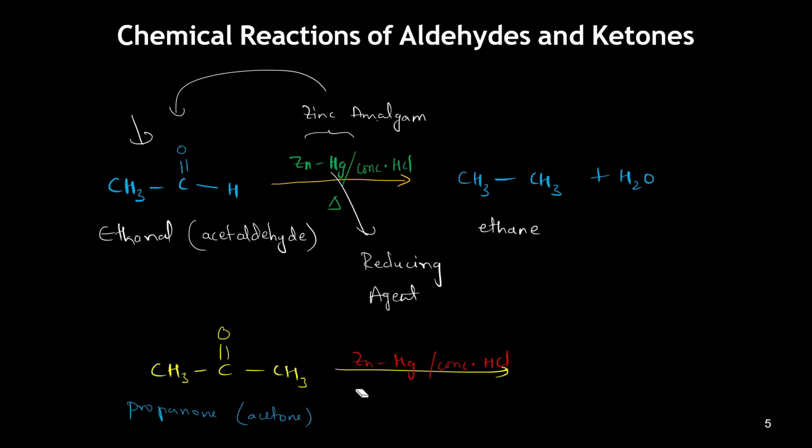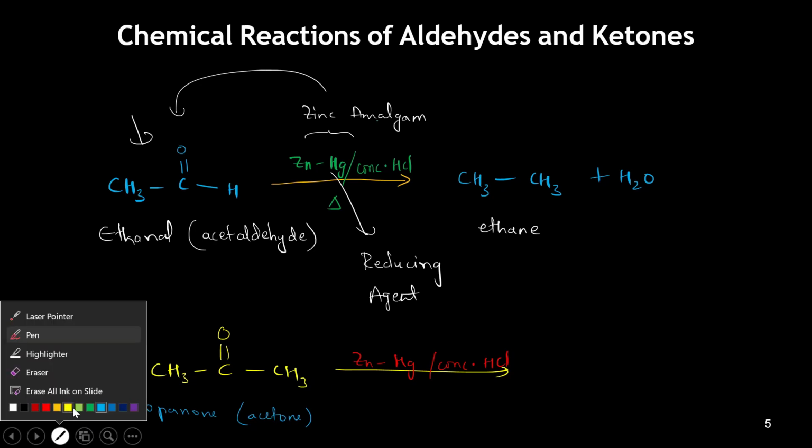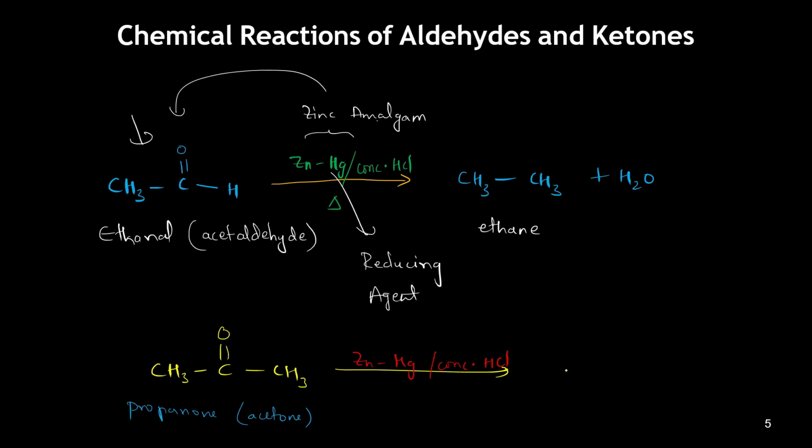So CH3COCH3 is propanone or acetone. That will be reduced to what? Propane, sir. Yes, it will be reduced to propane. Is that clear? So what happened here? The propanone, which is a ketone, is reduced to propane using the same conditions.